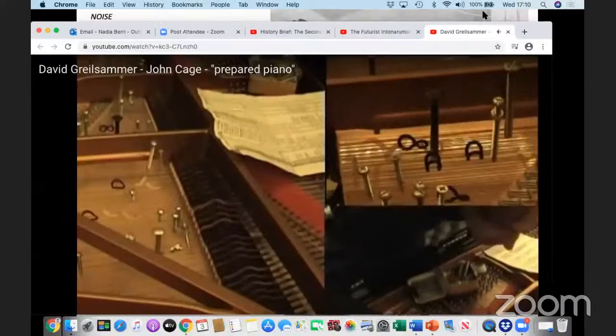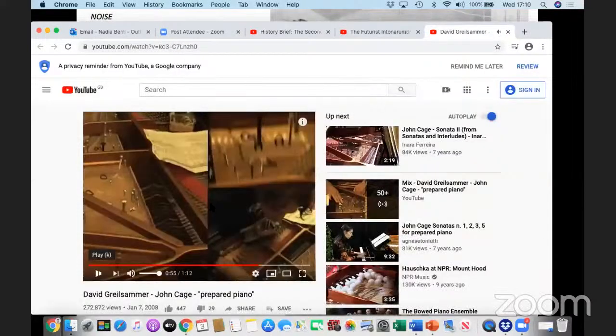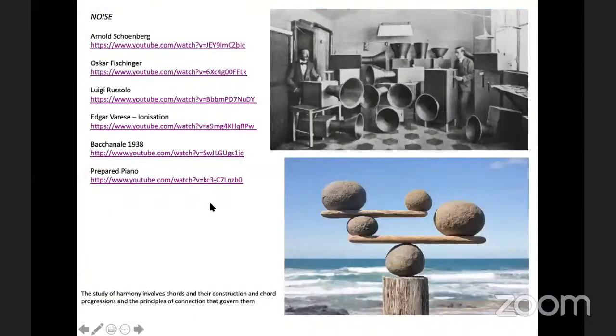So there he was, a one-man orchestra all of a sudden, using the prepared piano for Sylvia Ford's dance Bacchanal in 1938.